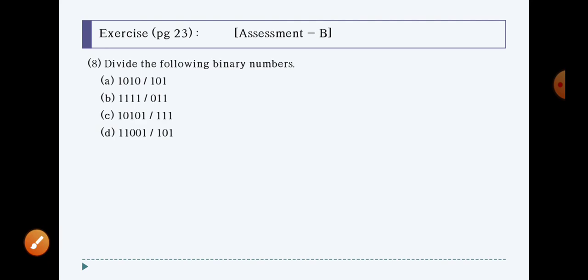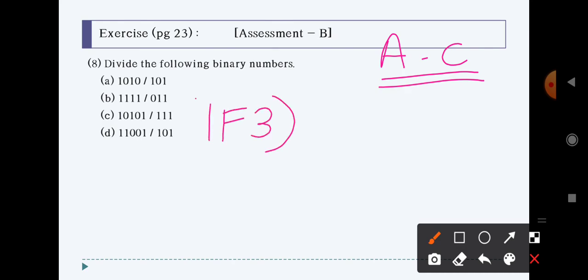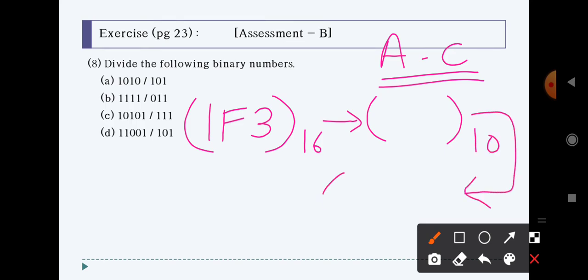Now after all these things, focus on your page number 23. We have this assessment C portion, and the question is: you have to convert 1F3 with a base of 16. You have to convert this firstly into a decimal number, that is, a decimal number with a base of 10, and after that you have to convert this decimal number into a binary number with a base of 2.